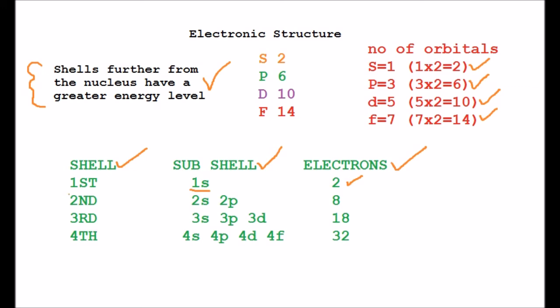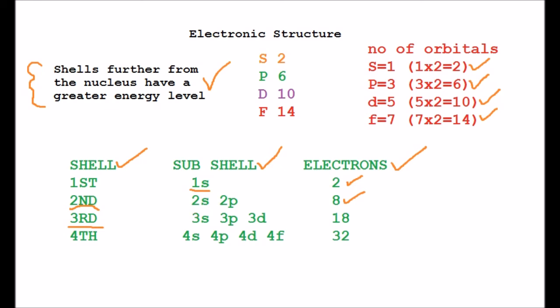Now it gets a little bit harder from there. The second shell has 2 subshells, 2s, so we know that means there are 2 electrons, and 2p, we know that means 6 electrons, so 2 plus 6 gives you a maximum of 8 electrons in the second shell. The third shell can hold up to 3 subshells, or you could say it's divided into 3 subshells.